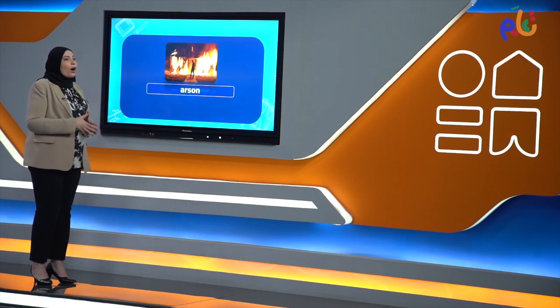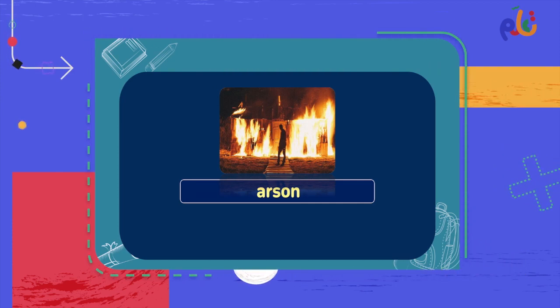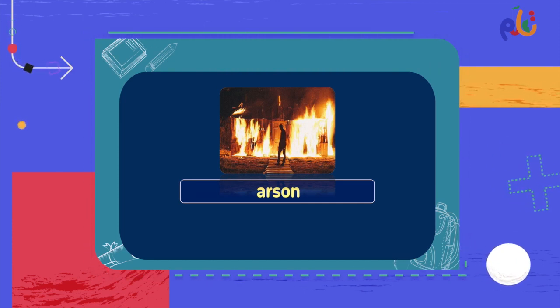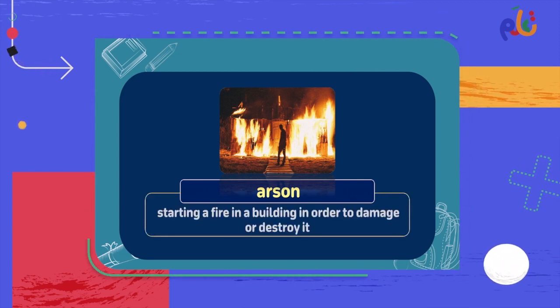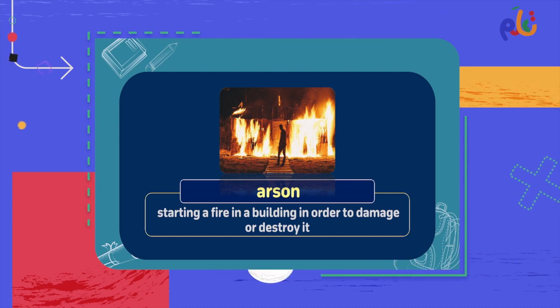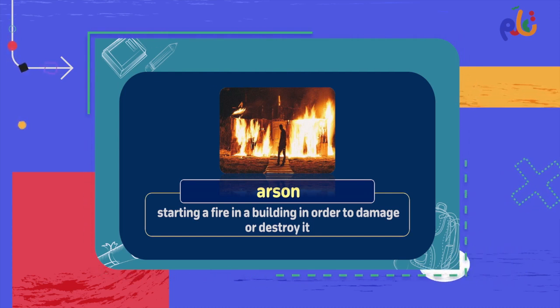And then we have arson. Arson is the crime of setting fire. So this is setting fire with the intention of damaging the place. So maybe you don't like someone, or someone is your enemy, you have problems with somebody, so you go to his factory and you set it on fire. This is called arson. The name of the crime is arson.